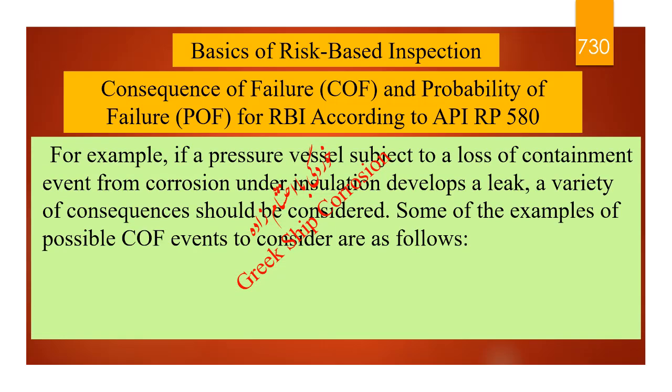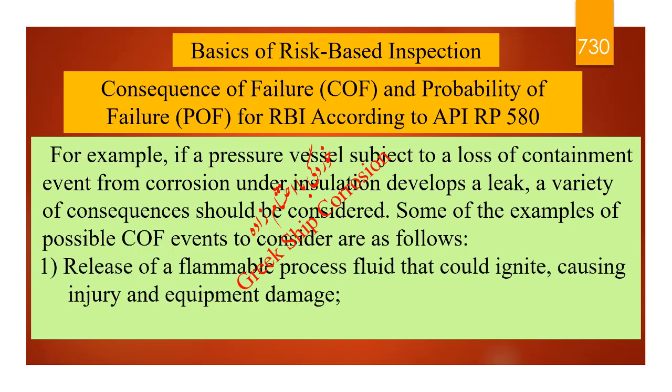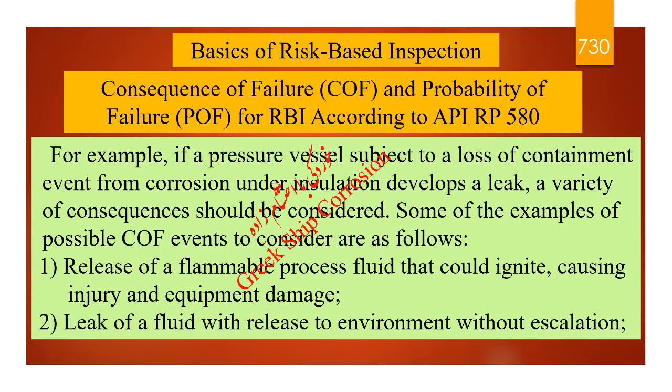For example, if a pressure vessel subject to a loss of containment event from corrosion under insulation develops a leak, a variety of consequences should be considered. Some of the examples of possible COF events to consider are as follows. 1. Release of a flammable process fluid that could ignite, causing injury and equipment damage. 2. Leak of a fluid with release to environment without escalation.